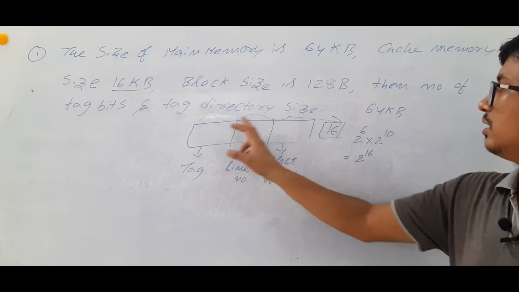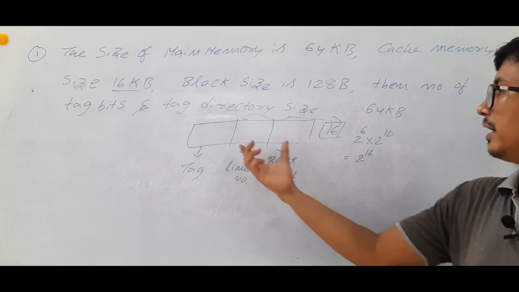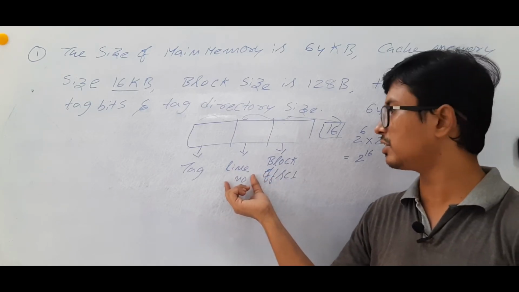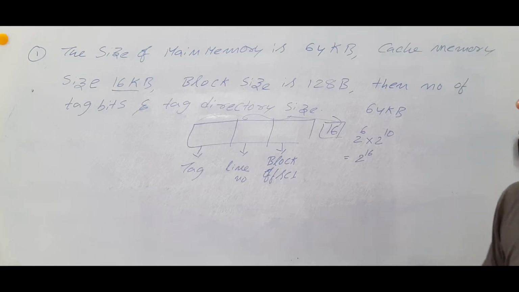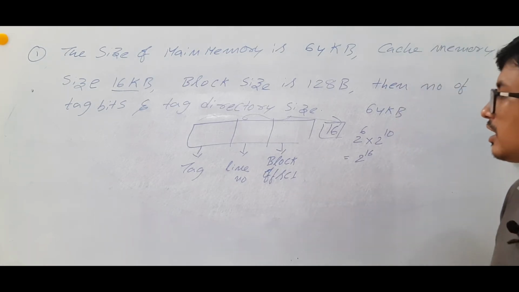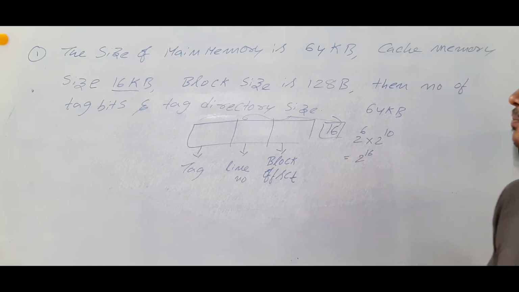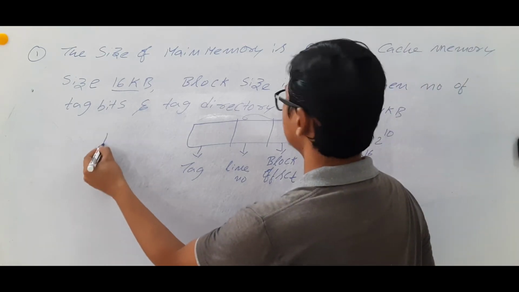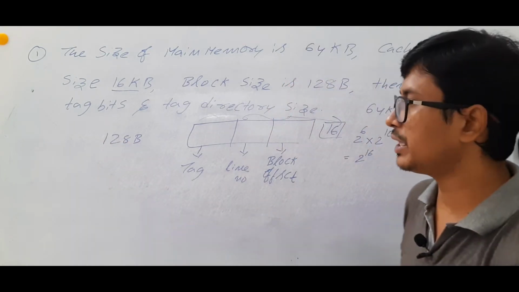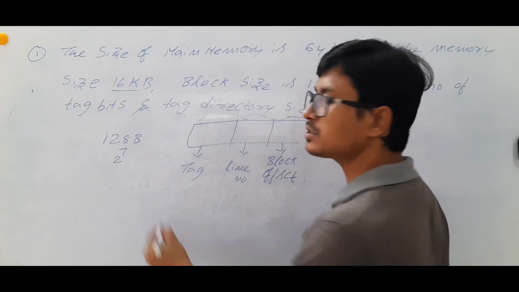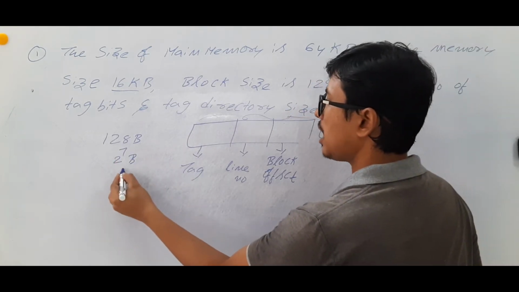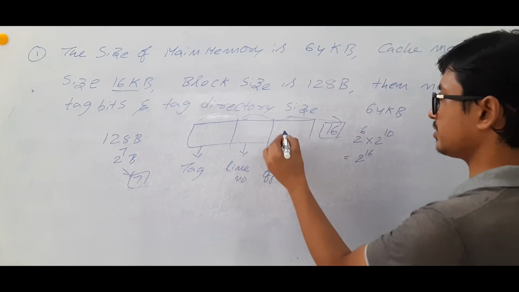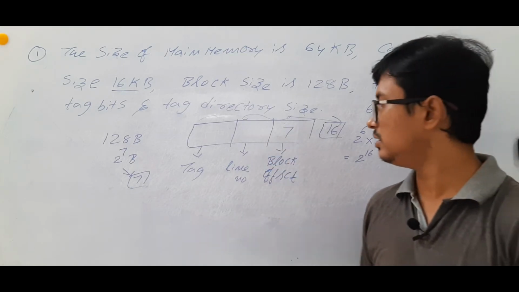So the total number of bits of the physical address is 16, and then we need to find how many bits are allocated for the block offset, how many bits for the line number, and how many bits for the tag. Now how can you calculate the block offset? Block offset will depend on the block size. What is the block size they have given? Block size they have given is 128 bytes. So 128 bytes can be represented as 2 power 7 bytes. So you need 7 bits to identify a block offset. So 7 bits are allocated for the block offset.